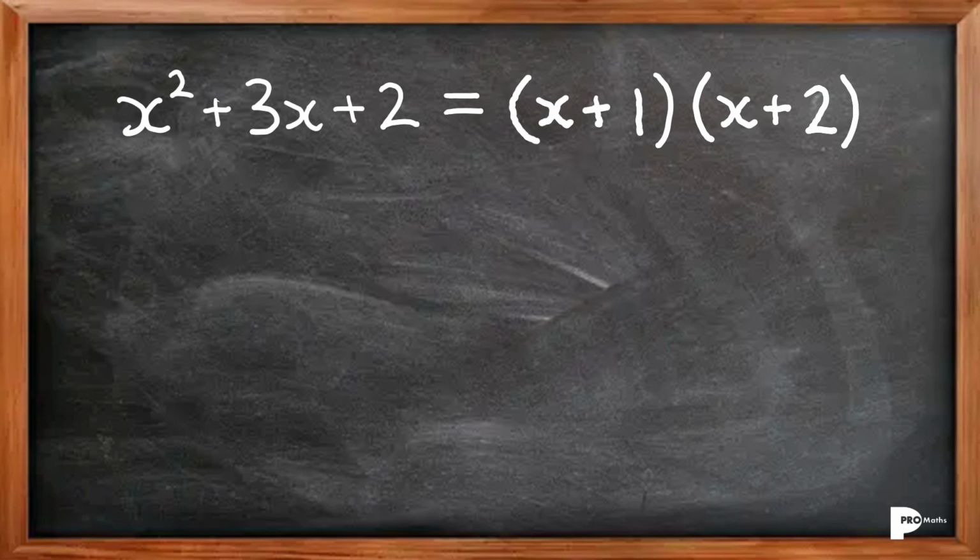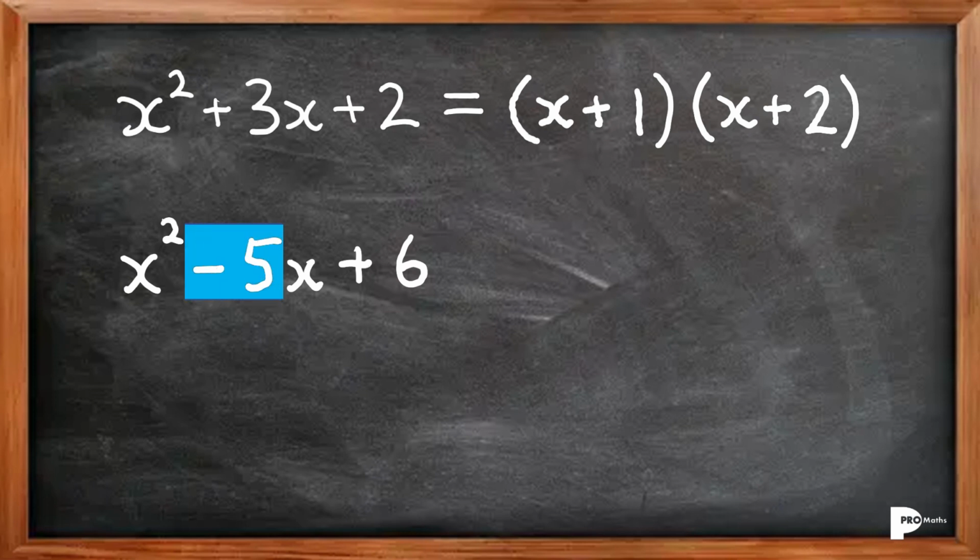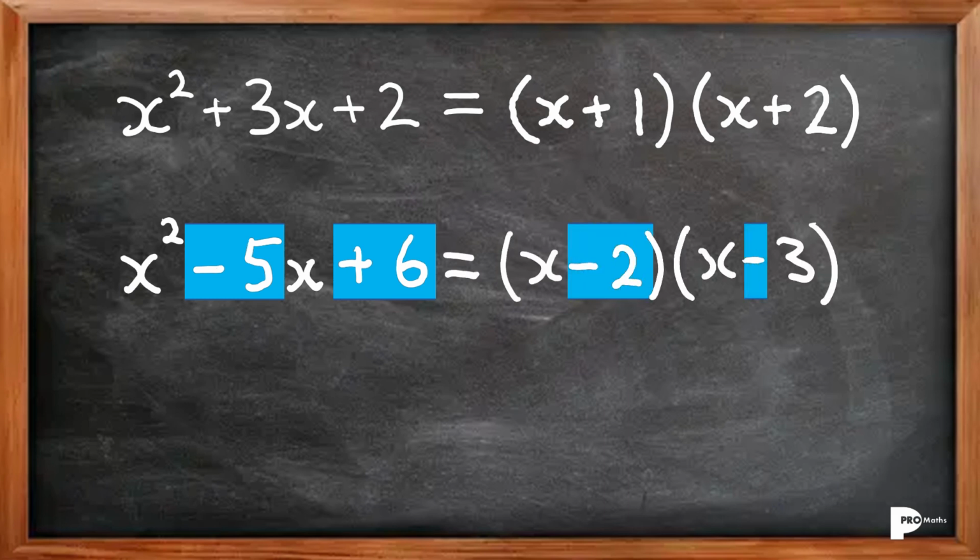One more. x squared minus 5x plus 6. Let's factorize this. In this one, b is negative 5 and c is positive 6. So our two numbers are negative 2 and negative 3, giving us x minus 2 times x minus 3.